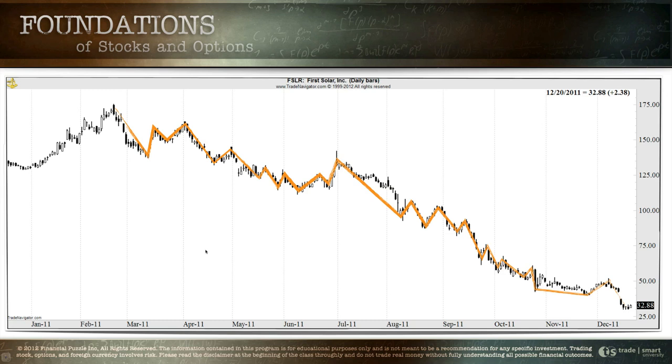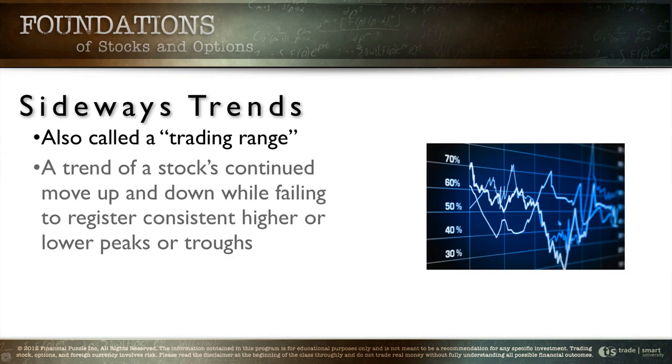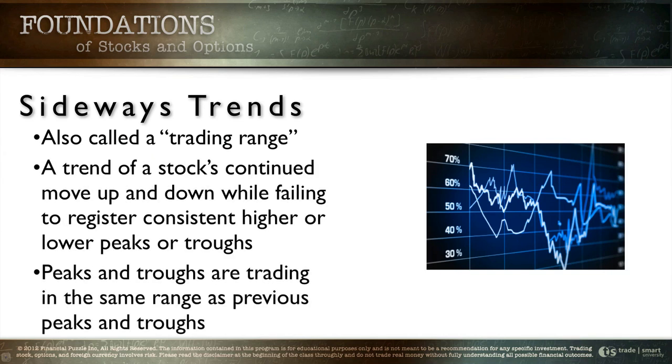Now, when we get into a sideways trend, something that we also call a trading range, the trend of the stock's continued move up and down. I read that wrong from the way that I wrote it. Let me read it like I have it written. A trend of a stock's continued moves up and down while failing to register consistent higher or lower peaks or troughs. So the peaks and the troughs are trading the same range as previous peaks and troughs. In other words, this stock's not going anywhere. I should have just used that as a bullet point. This stock's not going anywhere.